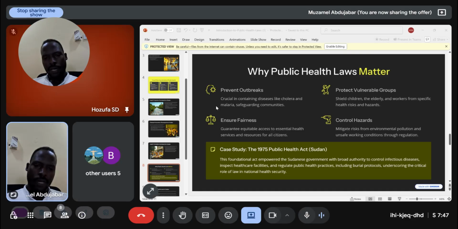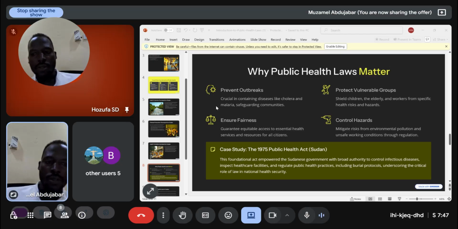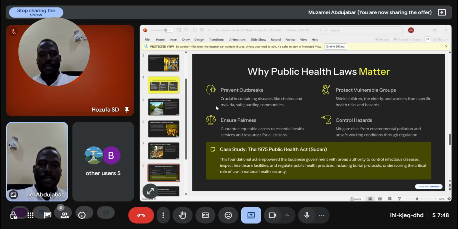Case study: the Public Health Act of 1975 is the foundation act empowering the Sudanese government with broad authorities to control infectious disease, inspect healthcare facilities, and regulate public health practice, including burial protocols, underscoring the critical role of law in national health security. This is an example of public health law. They are important.